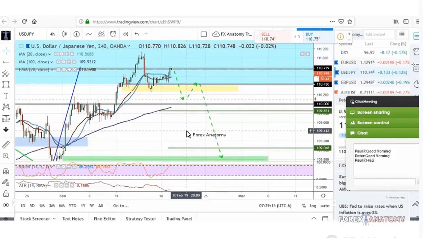Now, before we move forward, are there any questions about the US dollar Japanese yen? Going once, going twice, going 3 times. Okay, well, I guess there aren't any questions about the US dollar Japanese yen. Are there any questions about trading in general? Do you guys have any questions you want to ask us?